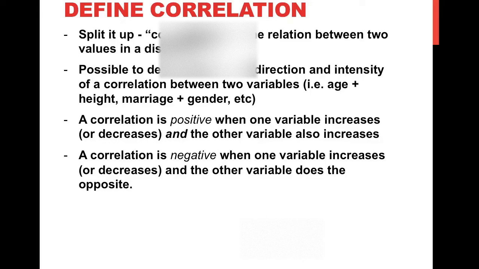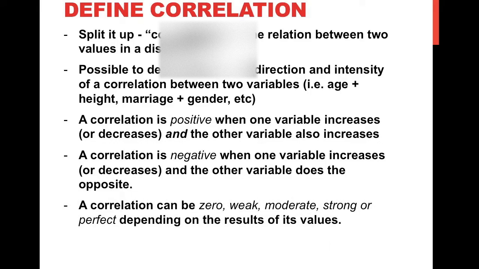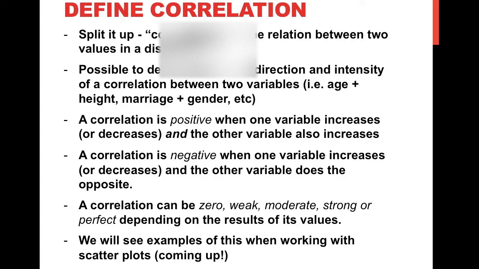So we have a positive correlation, we have negative correlations, but a correlation can also be a zero correlation, like there's no relation between the two variables. It can be a weak correlation, moderate, strong, or perfect, depending on the results of its values. We will see examples of this when we work with scatter plots, which are coming right up.